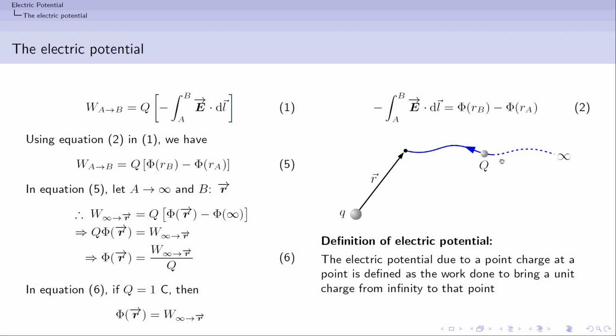So all I need to do is take a test charge, and this test charge, let's say, has a charge of 1 coulomb. I take the test charge from infinity and bring it along any arbitrary path, and place it at this point R, okay, and the total amount of work that I need to do in moving this test charge of 1 coulomb from infinity to this point R will be numerically equal to the electric potential at this point. So this is basically the definition of the electric potential.